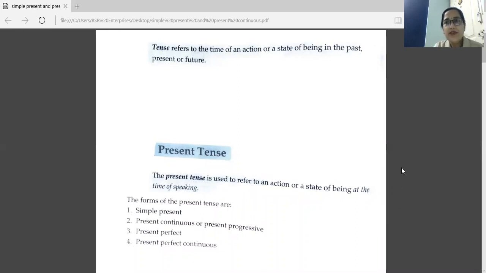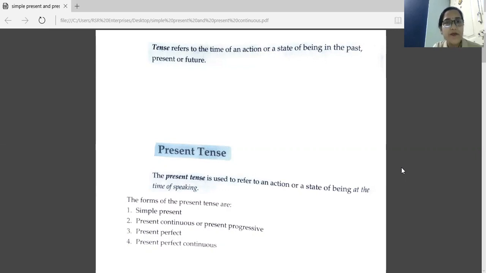Okay, before we start tenses, we need to know what verbs are. Action words are known as verbs. Doing words are known as verbs, or you can say any work done in a sentence is known as a verb. Okay, now let's see what we mean by tense.